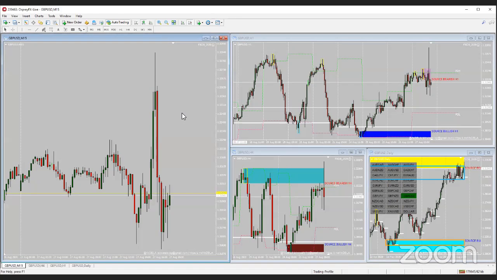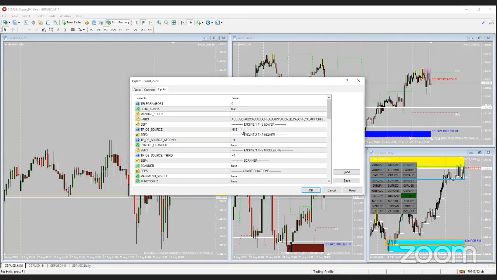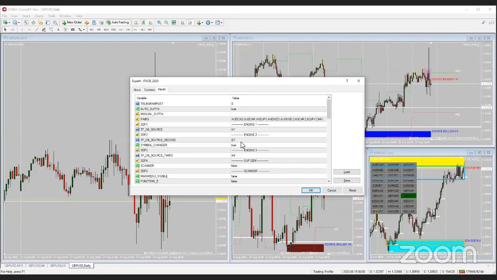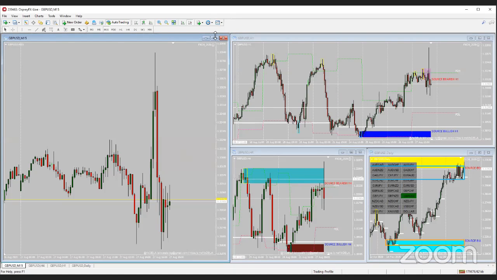So over here, I have the settings just a little different. Here I'm using a different time frame setting where I'm looking at the highest time frame is H4, versus over here on the daily, I'm looking at the highest time frame of a day. So on this chart, I'm looking at the daily setup. So now let's take a look at this 15-minute.